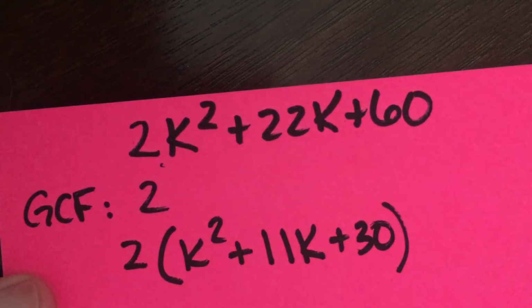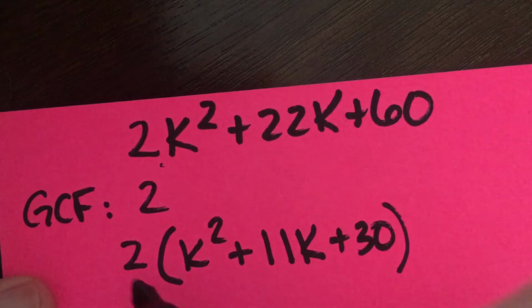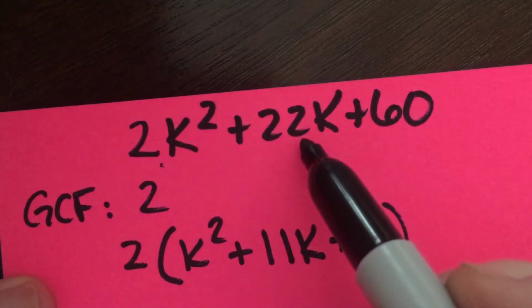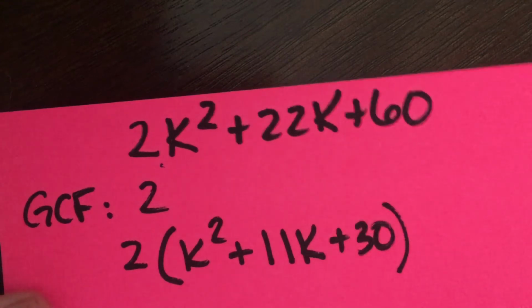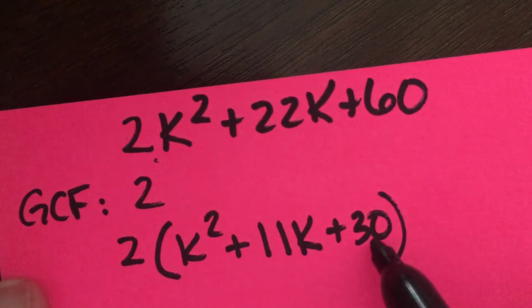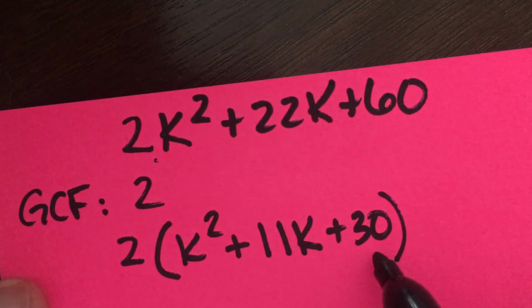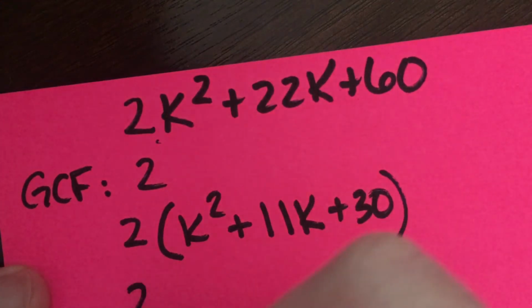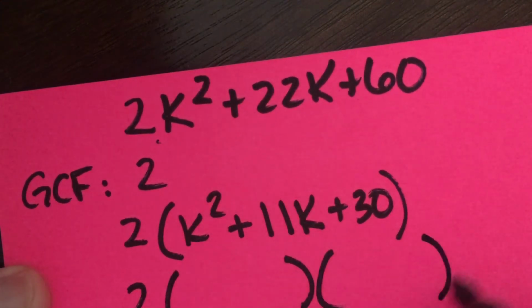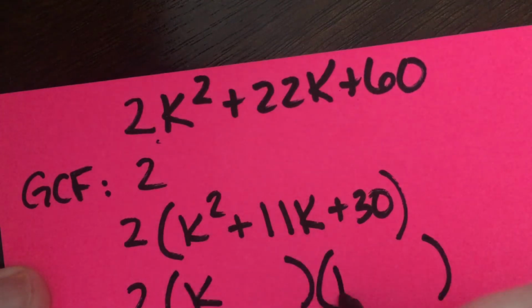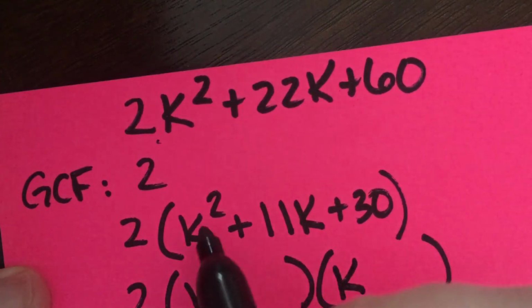I'm talking about it in a few different ways because you can think about it in a few different ways. So 2 times k squared is 2k squared. 2 times 11k is 22k. 2 times 30 is 60. Now we ask ourselves, are there factors of 30 that will add to 11? And yes, there are. So I'm still going to factor k squared came from these two positions multiplied together.